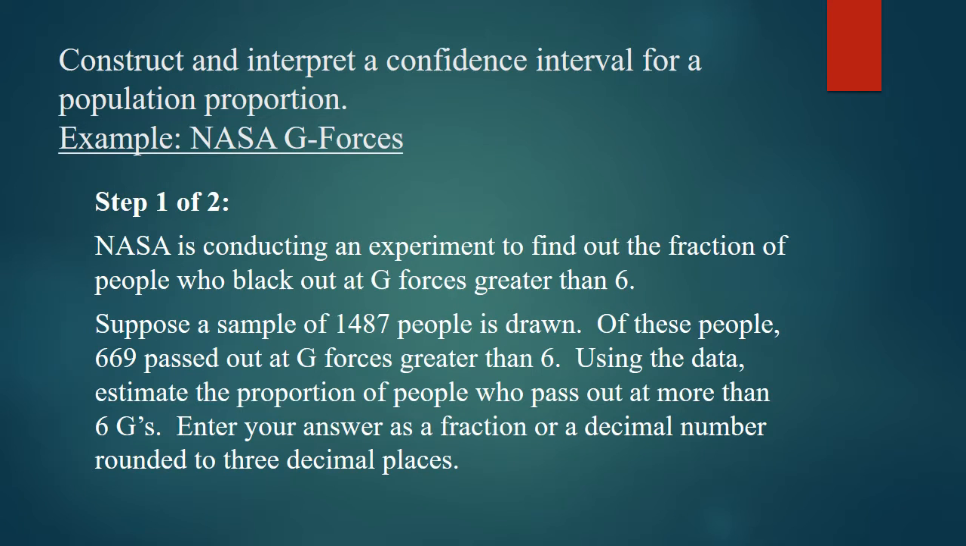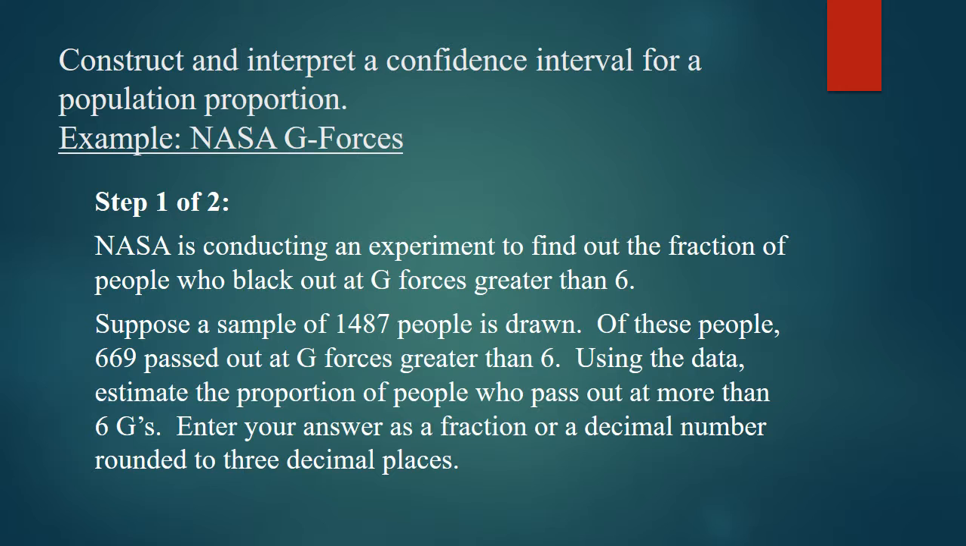Now, we're going to construct and interpret a confidence interval for a population proportion. And we're going to use an example that I pulled out of the online homework. This is the NASA G-forces example. So when you do the online homework, you'll see problems similar to this, as well as some other problems that are similar.